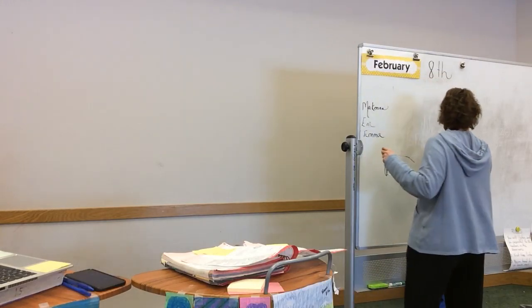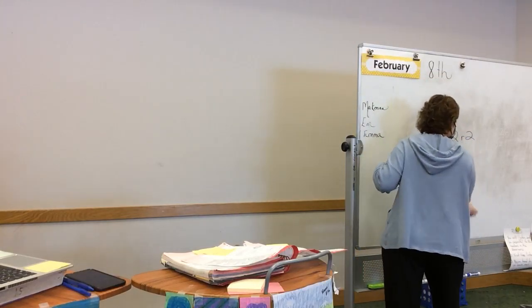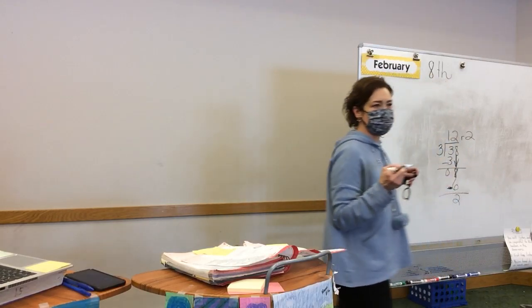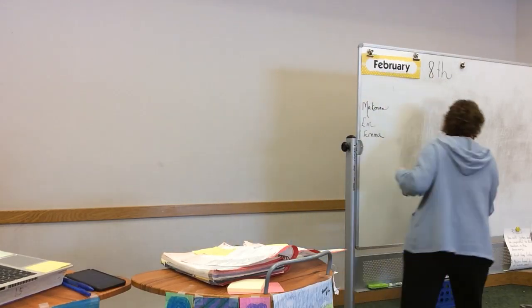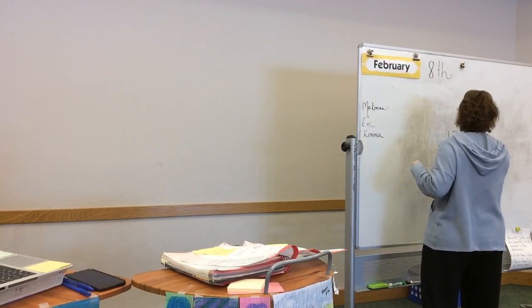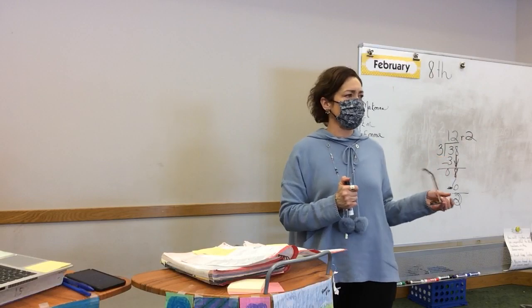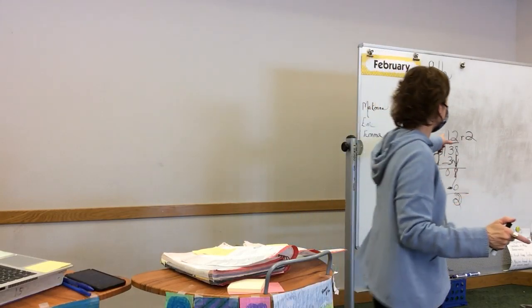2 times 3 is what? 6. So we're going to subtract. What is 8 minus 6? 2. Does 3 go into 2? No, so it is a remainder. It's remaining. It doesn't have a home. It doesn't get negated out, so it goes up to the top into R.